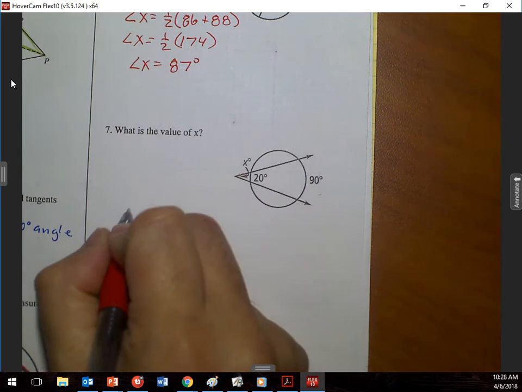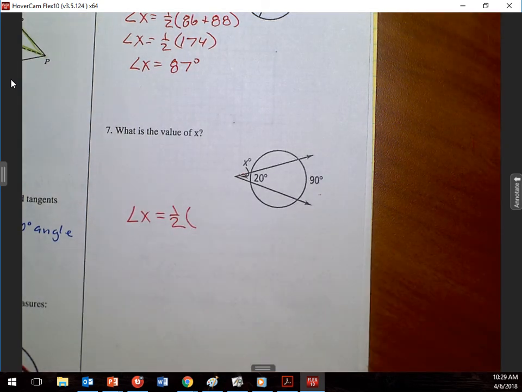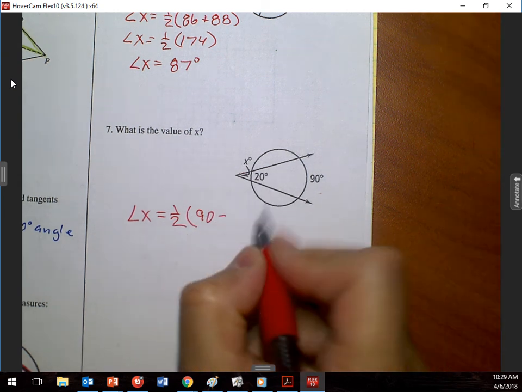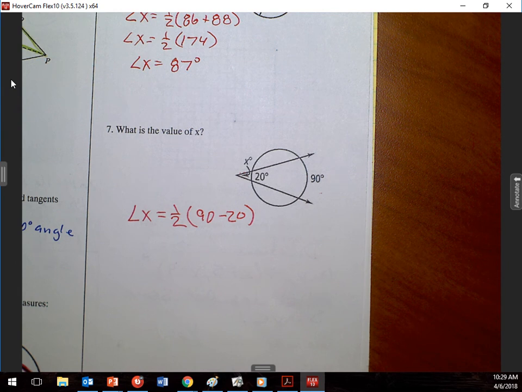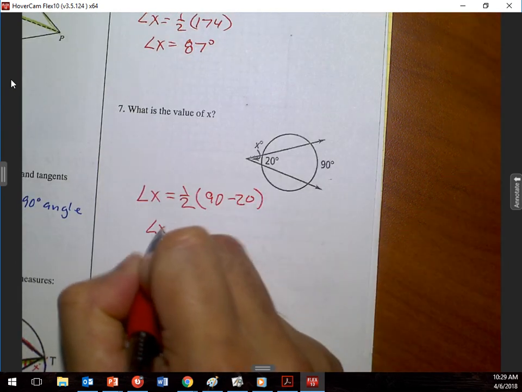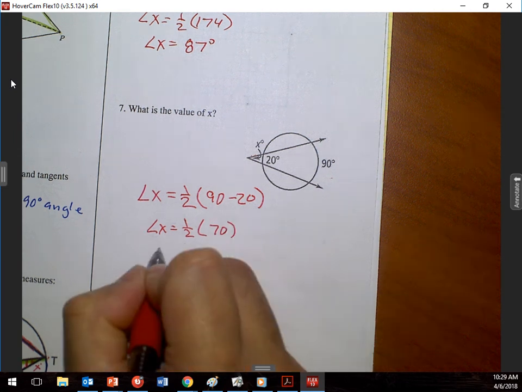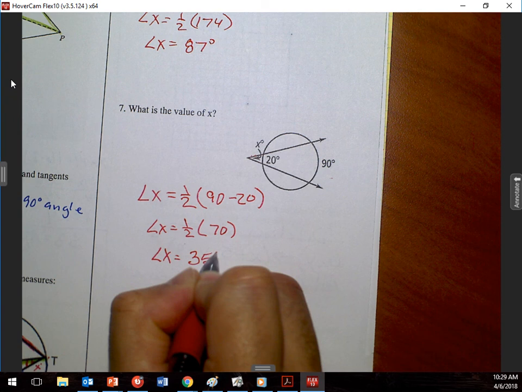So angle x is equal to 1/2. What is my big arc in this one? 90. 90 minus my little arc, which is... okay, so that's angle x equals 1/2 of 70. It's not even that hard. x equals 35 degrees.